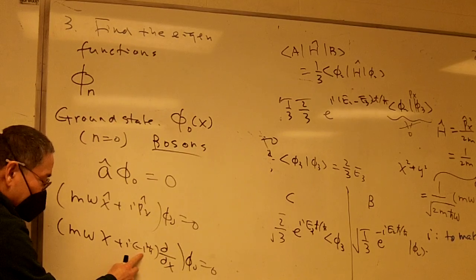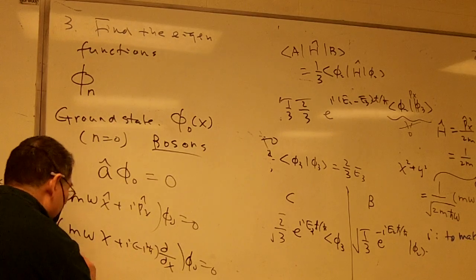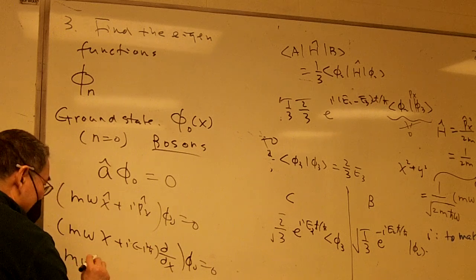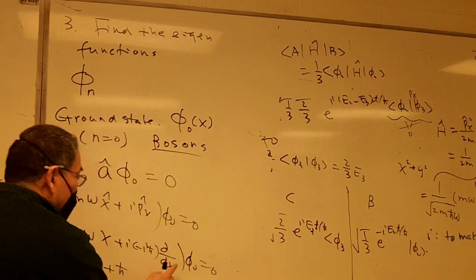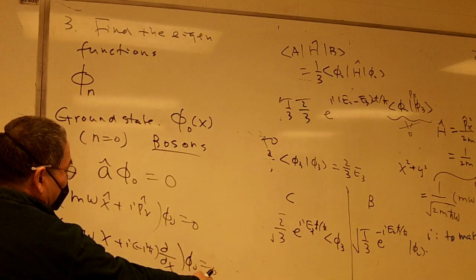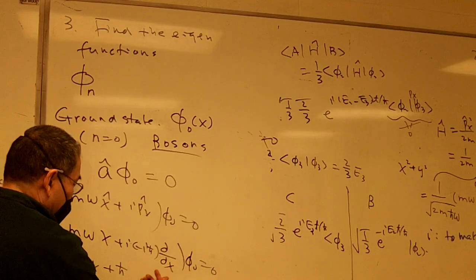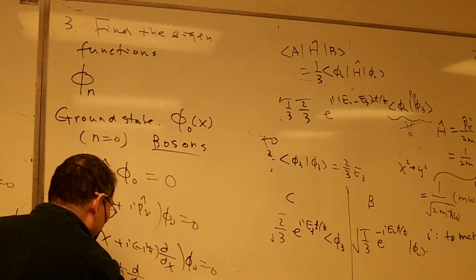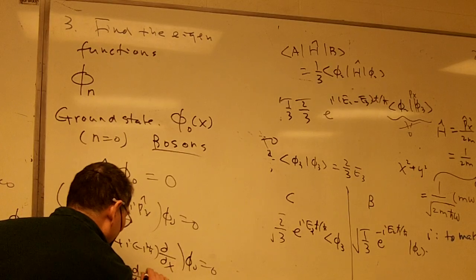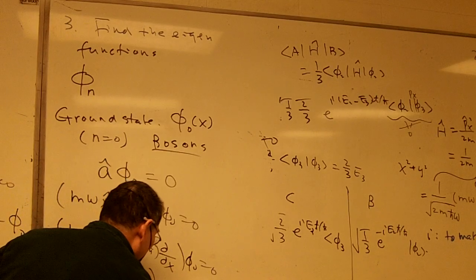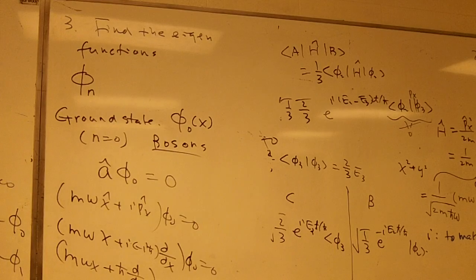Negative i times i becomes just simply 1. So therefore you will see h bar. Now since this only depends on x, I can change the partial derivative to a full derivative, d dx, acting on phi, equals 0. And this is our differential equation. It's really simple to solve. Let me show you. Let me have all these terms divided by h bar.